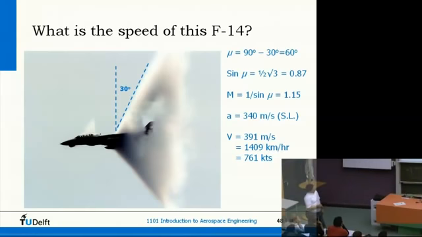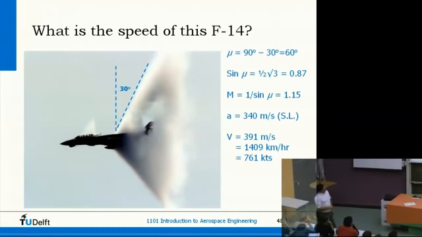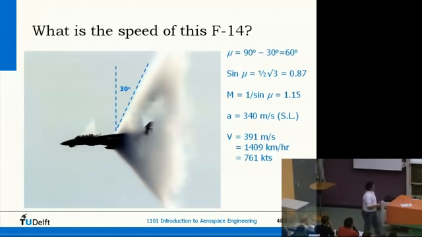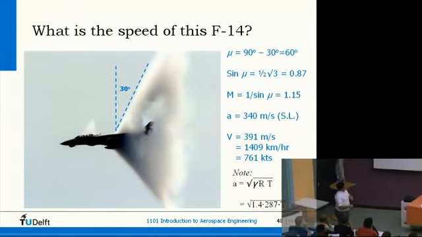If he flies at sea level, this is my speed of sound. So the true speed at that moment is 390, or about that, in kilometers per hour, or that in knots. So just calculating based on this one. Well, here you see what the real values of a should be, but at sea level you can fill in the sea level values according to the standard atmosphere.